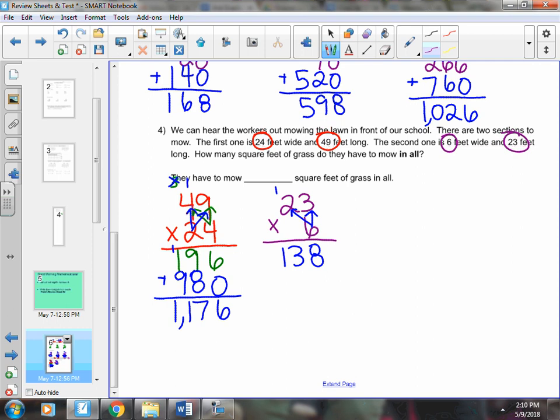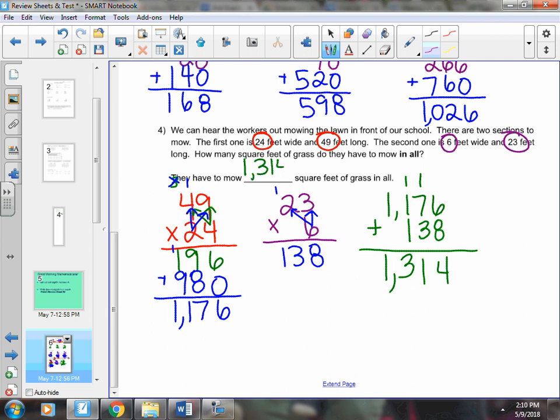Okay, now the actual question, I'm going to go back and read that, says how many square feet of grass do they have to mow in all? So I need to add the area of the first section and add the area of the second section. Square feet. So we multiplied and we multiplied, and then because they used the word in all, I knew the final step was an addition step. On to page 2.